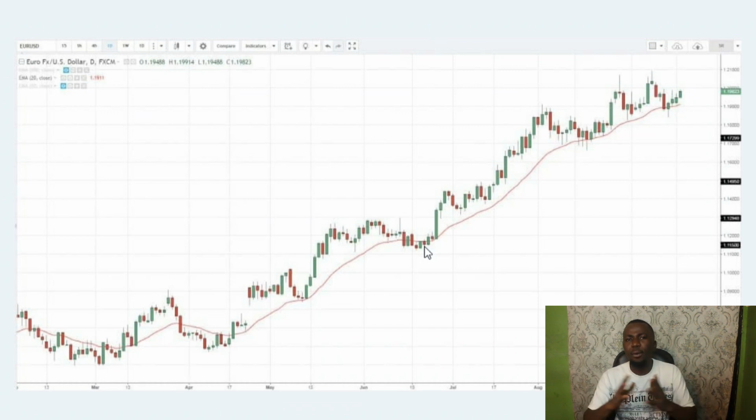Another way you can use the moving average is trading it as what? As a crossover, right? Whenever the shorter moving average crosses the longer moving average, you take your trade.